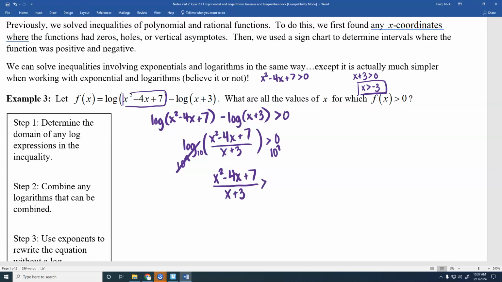And here's why that becomes helpful. 10 to the 0 power is 1. And anything to the 0 power is going to be 1. So that works out nicely for us. We need to solve this inequality. We cannot solve this when we have x's in the denominator. So I would need to multiply by x plus 3 over here and x plus 3 over here. So I will get x squared minus 4x plus 7 is greater than x plus 3.